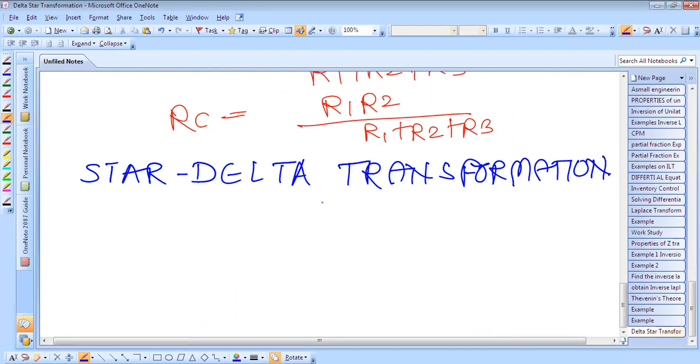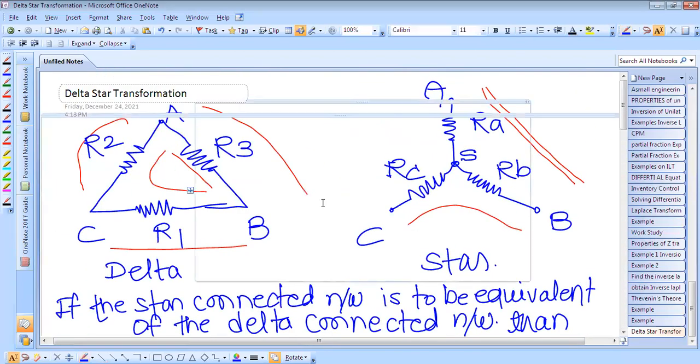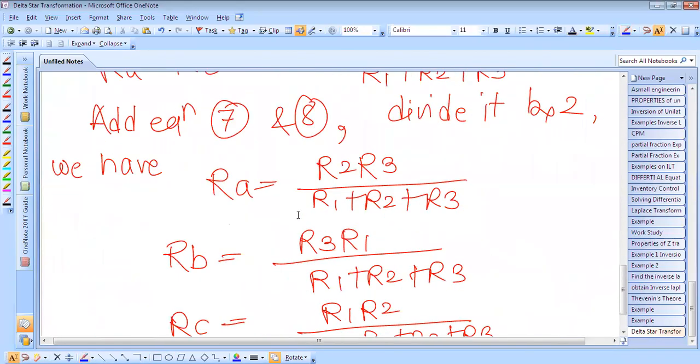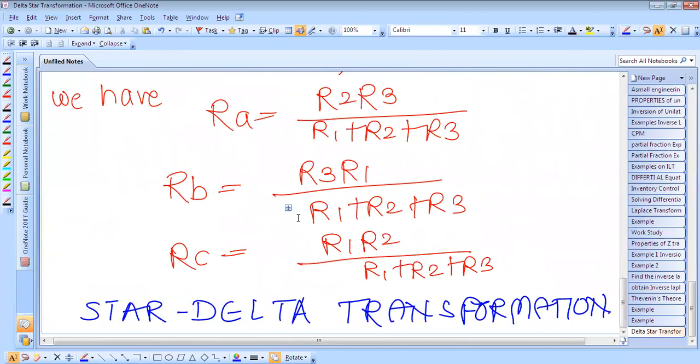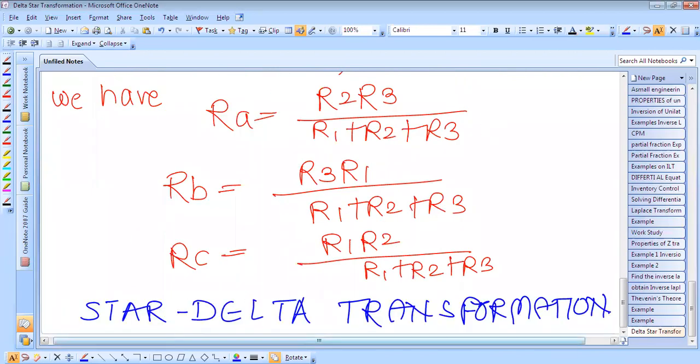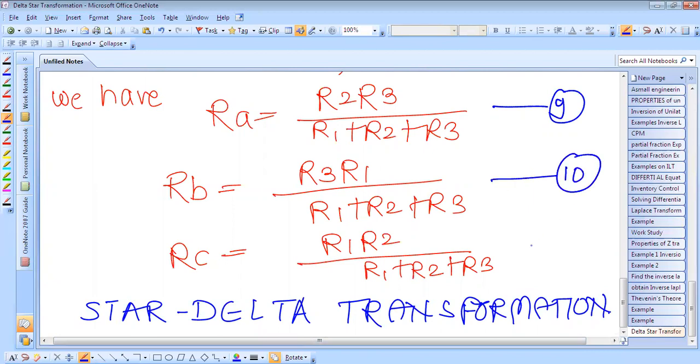So now let us consider replacing the star connected network by the equivalent delta connected network. Therefore, we have to consider the equations we just derived. We'll give names to these equations. This is 8, this is 9, 10, and 11.